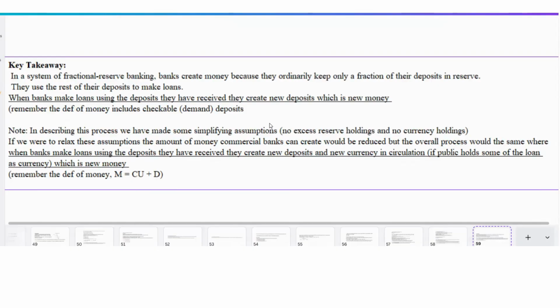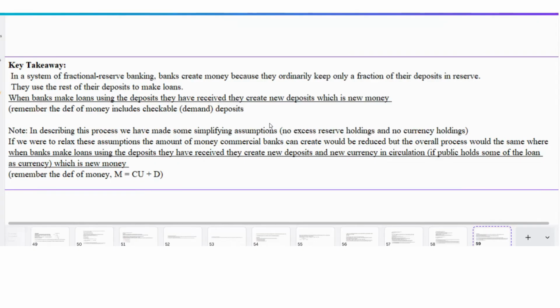Now, in describing this process, we made some simplifying assumptions: no excess reserves holdings and no currency holdings. If you were to relax these assumptions, then the amount of money the banking sector can create would be reduced. Because obviously, if you have to keep a greater fraction of deposits as reserves, or you decide to keep excess reserves, you're loaning out less. So then less new deposits are created.